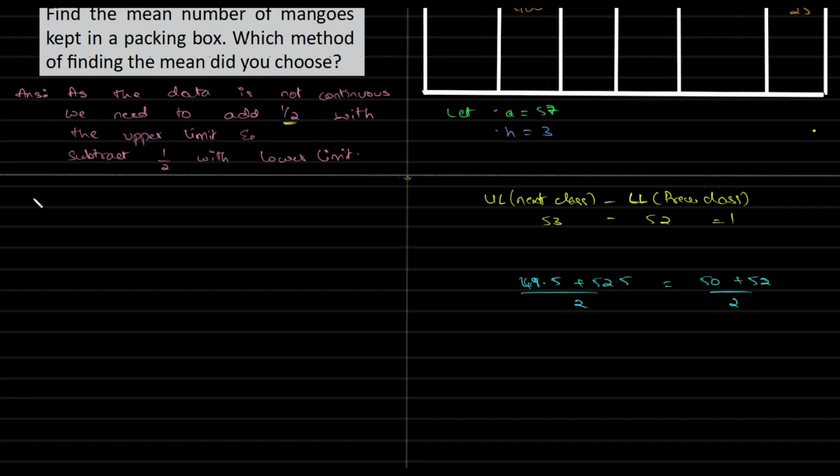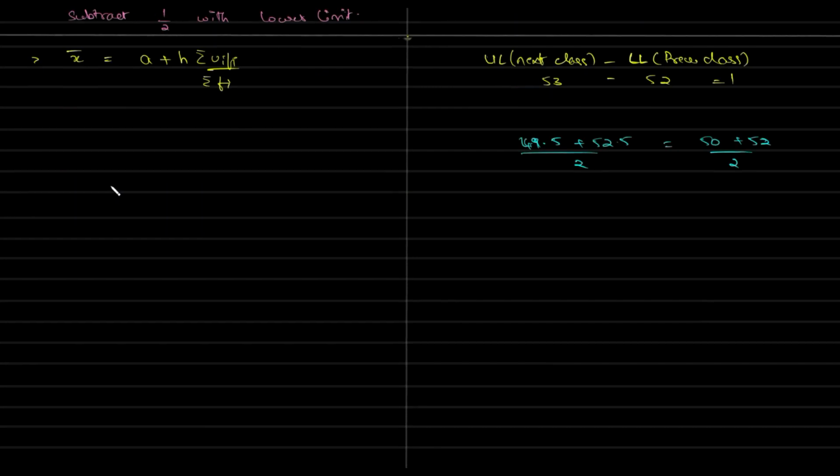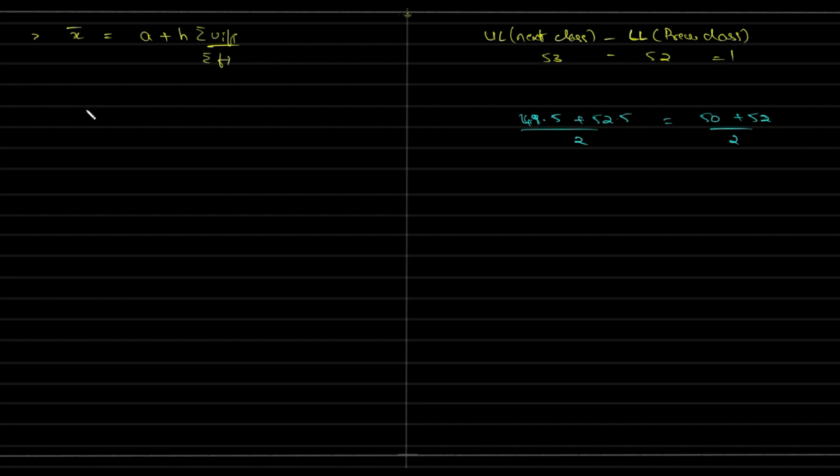All we have to do now is x bar happens to be sum of fi ui divided by sum of fi, times h, plus a. So a is what? Assume a is 57. h happens to be 3. I think 25 by 400.